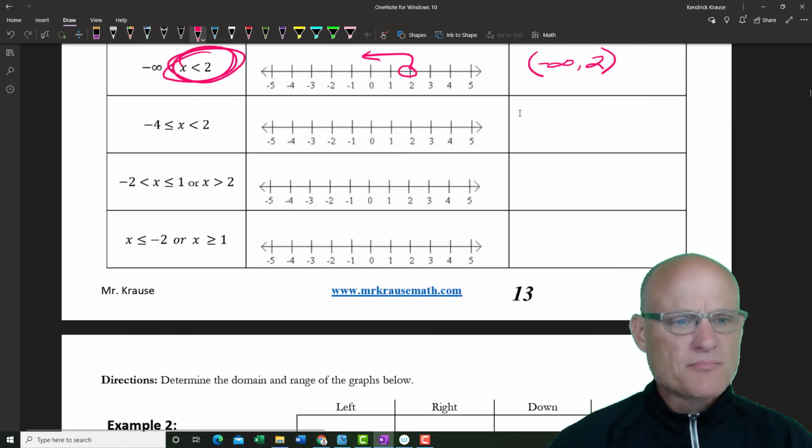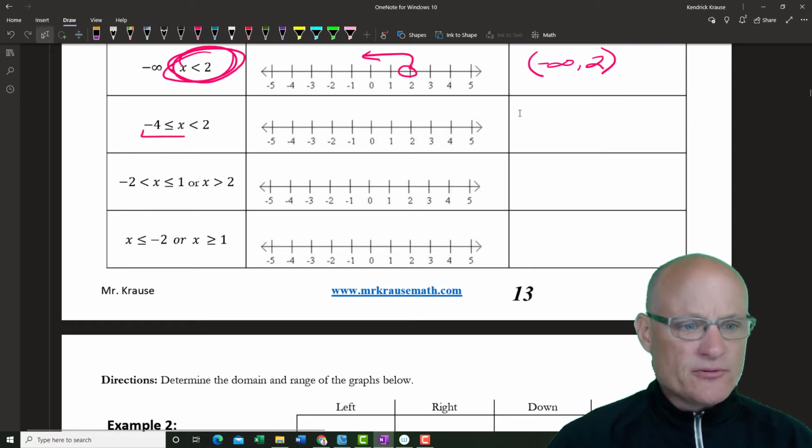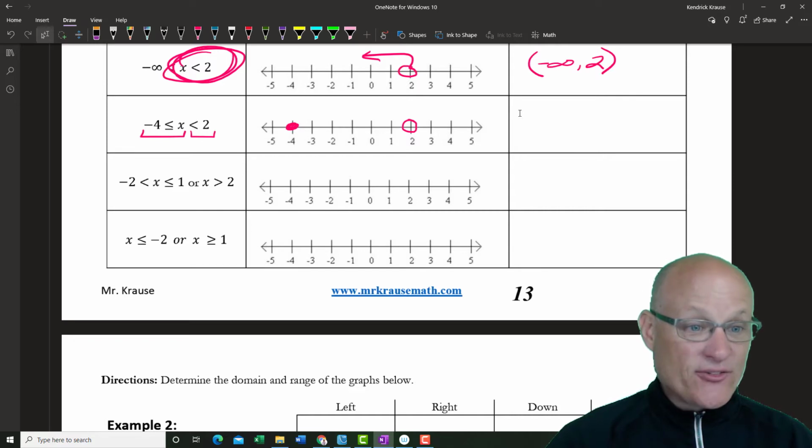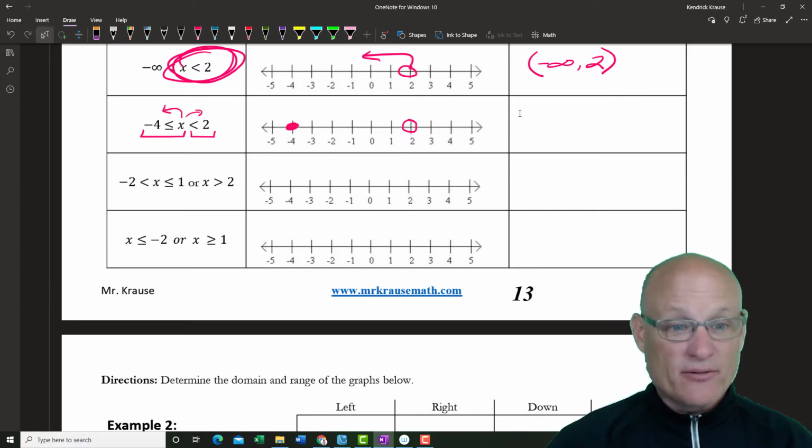All right, I'm going to look at this piece first. This piece says at -4, we've got an equal to, so we're going to put a solid circle. At 2, we've got an open circle because we do not have an equal to. And x is above this but less than this. In other words, x is in the middle.